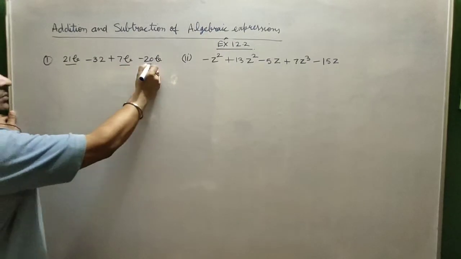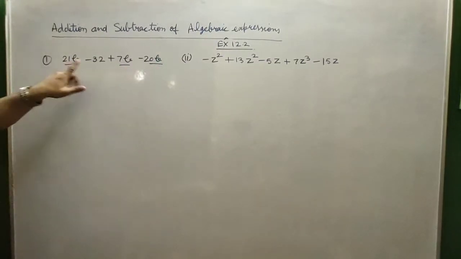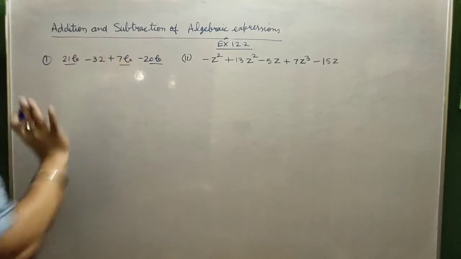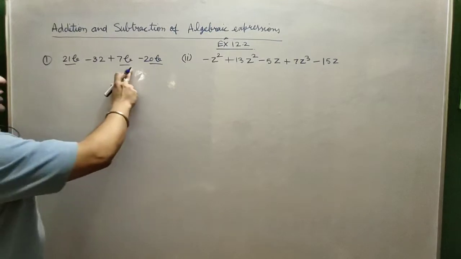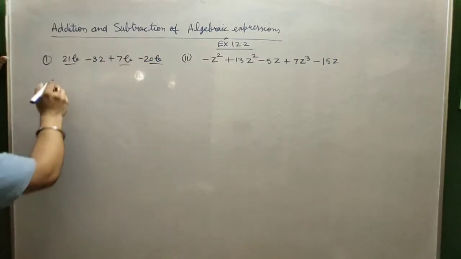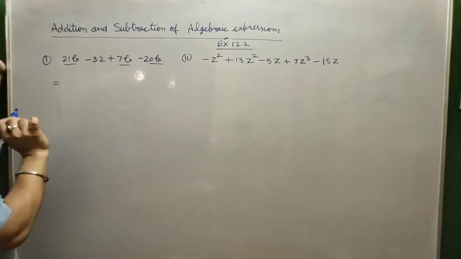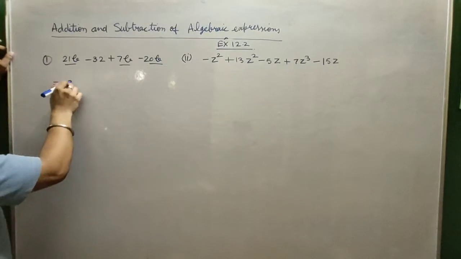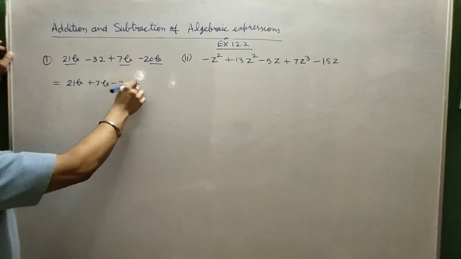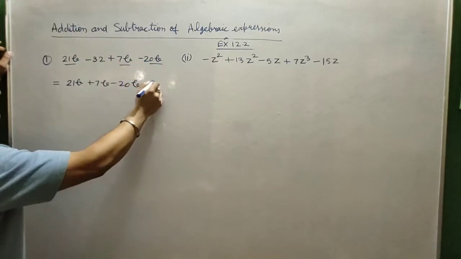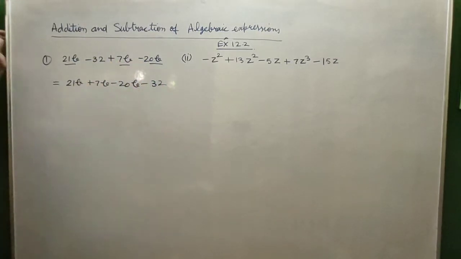It means these three terms belong to the b family, right? I'm calling the family name with the help of the variable. It's the b family. So it means this family can be added or subtracted easily. So what I will do, I will write all the terms together with the same sign. The sign will not change. This is called the commutative property. If you exchange the position, then there is no effect on value.